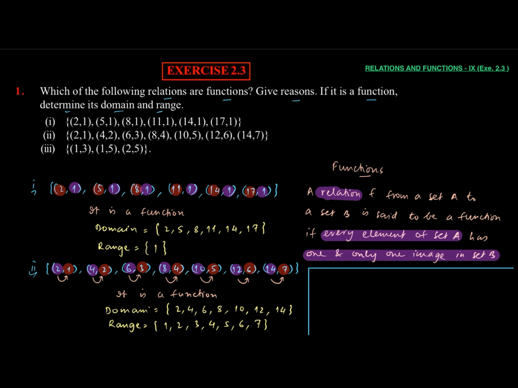Now in part number 3, we are given a relation having elements (1, 3), (1, 5) and (2, 5). Here we observe that in the first ordered pair, 1 has image 3 and in the second ordered pair, 1 has image 5, which is not possible as the same element cannot have different images. So this relation is not a function.